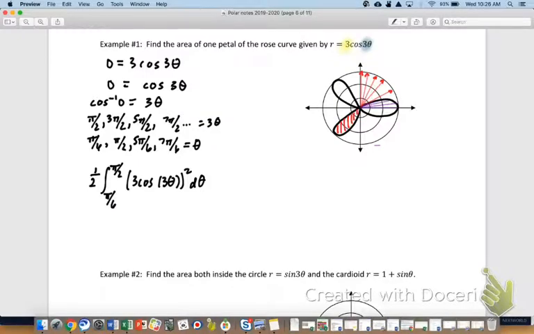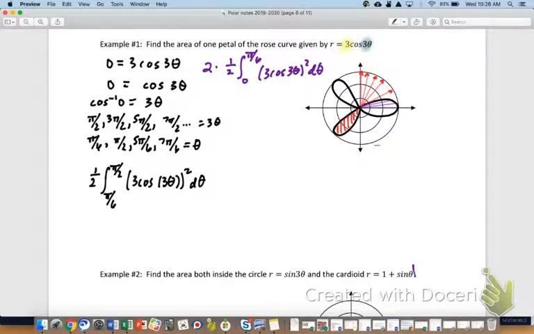Okay, so let's try this out. I think I get it. So it'd be 1/2 integral from 0 to pi over 6 of 3 cosine of 3 theta quantity squared d theta. But that's exactly half of a petal, like you said, so we take 2 times that. Does that seem logical to you guys? That's what I was thinking, since I thought the petals were symmetrical, you could just find the first angle and then just do the negative of the other angle for the other bound.